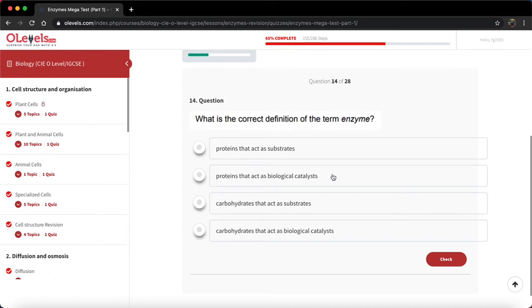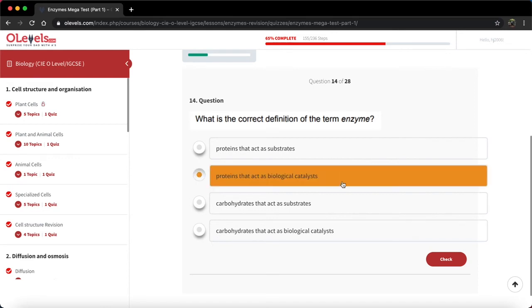Now, what is the correct definition of the term enzyme? So what exactly is the correct definition for the term enzyme? Right. Okay. Enzymes are proteins that act as biological catalysts. That's right. We just studied that in the previous video, if you remember, in the slides. This one is correct.